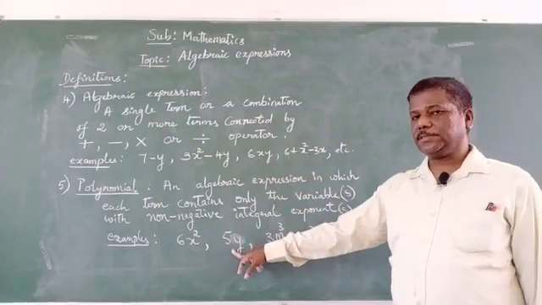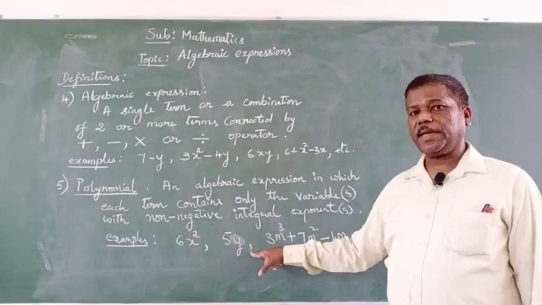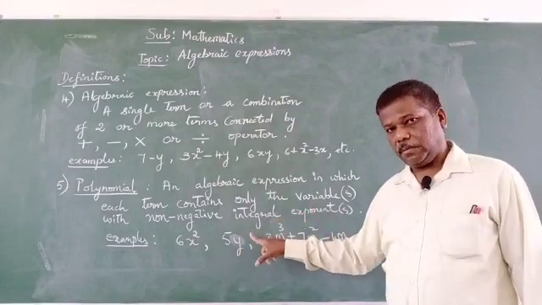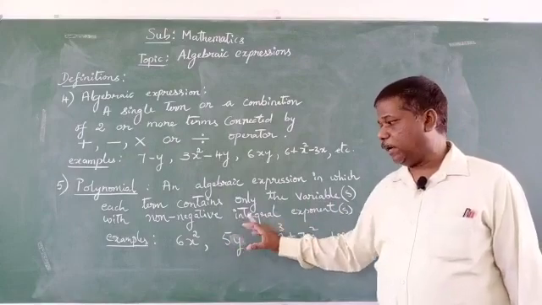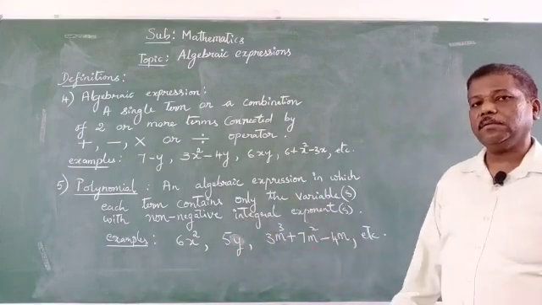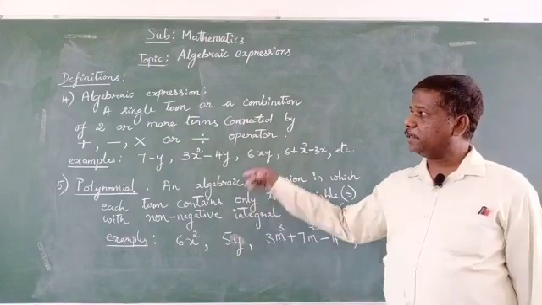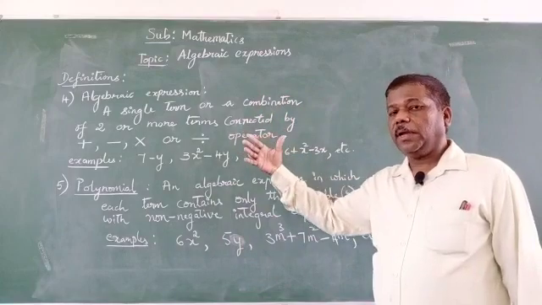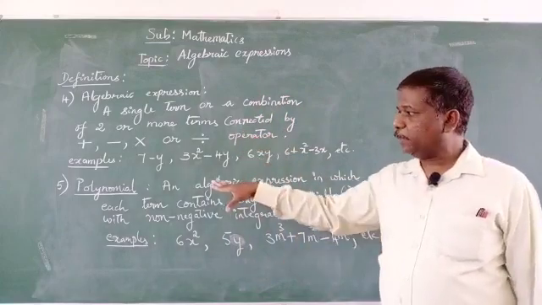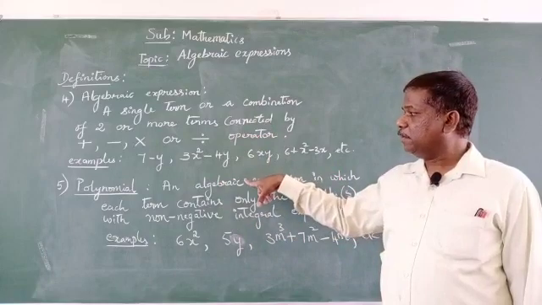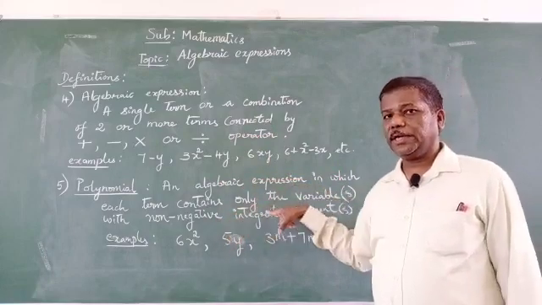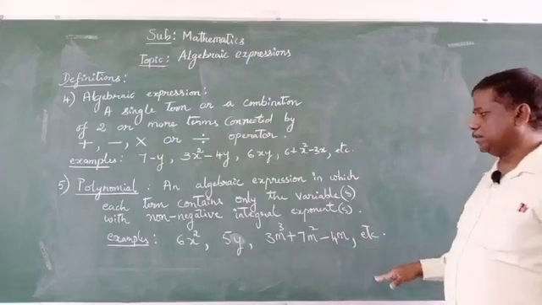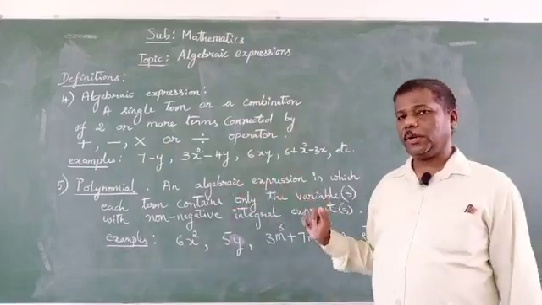Now let us consider this 5y. Here y does not have any power mentioned, but it is assumed that y has got power 1. So 5y to the power of 1. 5y is a polynomial. Though it is a single term, it is an algebraic expression, it is also considered a polynomial because it is an algebraic expression with a non-negative integral exponent. Now can you understand why this term is a polynomial?